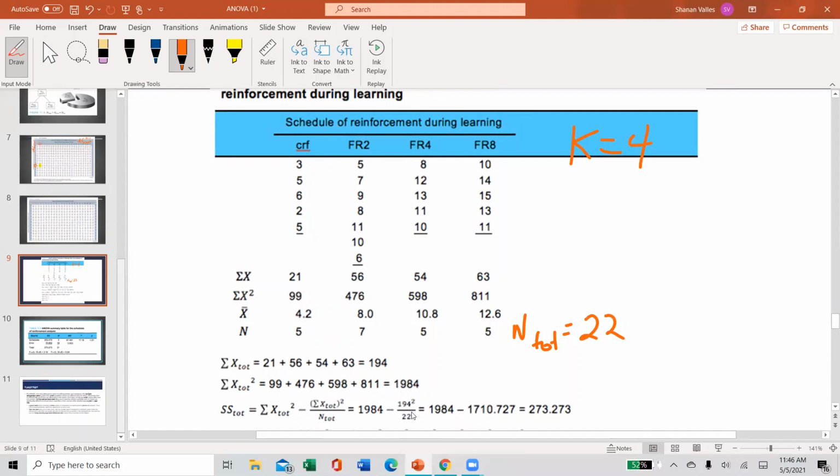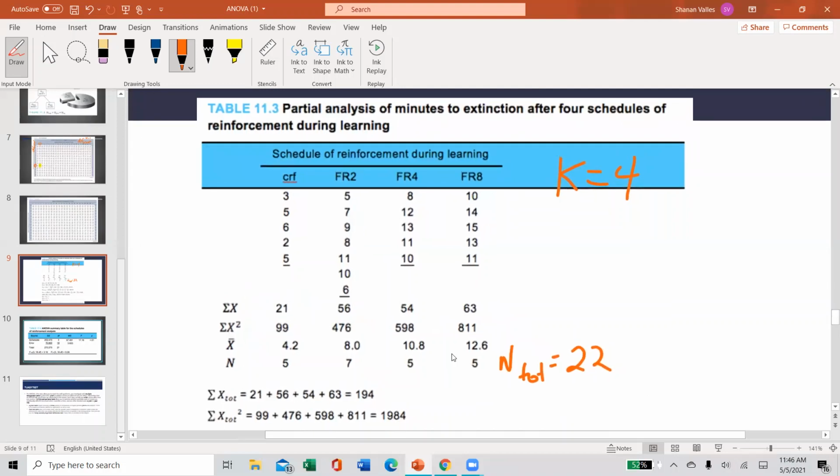And actually you can see it right here in that formula, right? N total, that formula right there. So that's correct, okay? You would just add up the Ns, that's how you get that. They did list our means here, okay? I don't know, let's see, partial analysis of minutes to extinction.